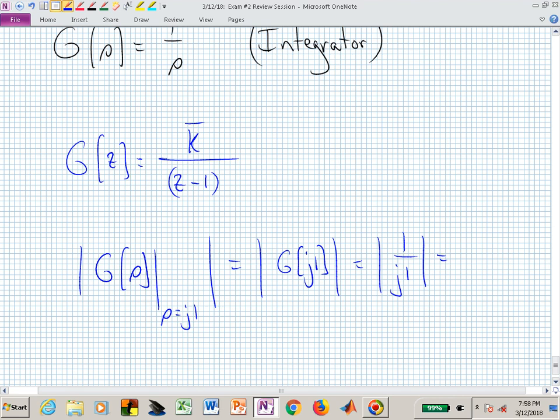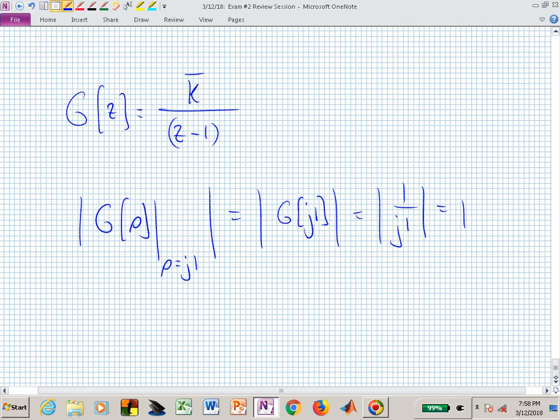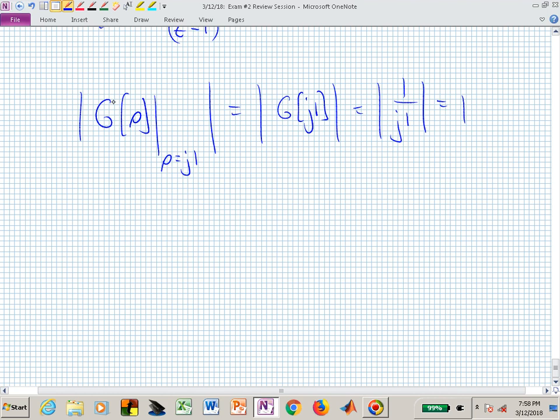What's the magnitude of the numerator? What's the magnitude of 1? 1. What's the magnitude of j1? You have 1 divided by 1. 1. So now you know that this is equal to 1, and what do you want to do now? You now have G of Z equaling K over Z minus 1.